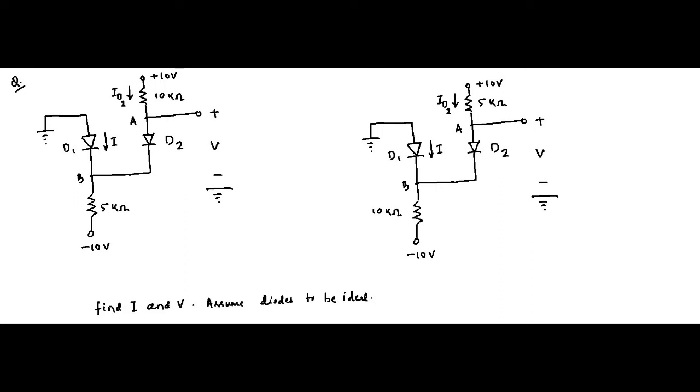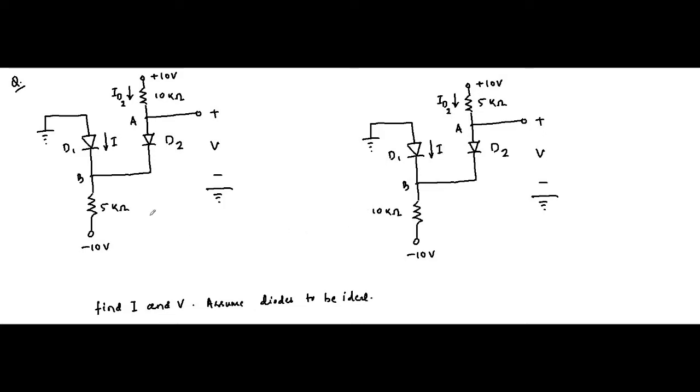So here we are with another question on diode connected circuits. These are the two circuit diagrams that we have. In this first diagram we have this circuit. Both of them are the same. The only difference between the two is that the position or the values of these 10 kilo ohm and 5 kilo ohm resistors are interchanged.